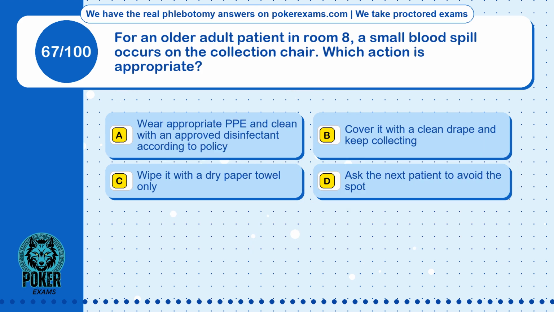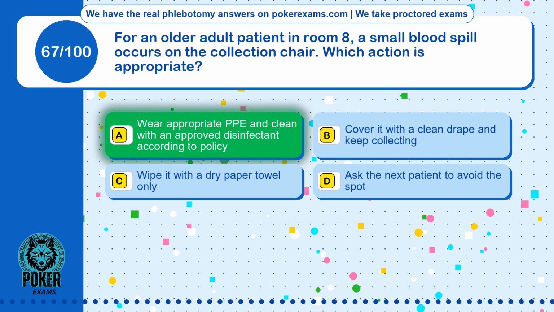Question 67. For an older adult patient in room 8, a small blood spill occurs on the collection chair. Which action is appropriate? Option A. Wear appropriate PPE and clean with an approved disinfectant according to policy. Option B. Cover it with a clean drape and keep collecting. Option C. Wipe it with a dry paper towel only. Option D. Ask the next patient to avoid the spot.